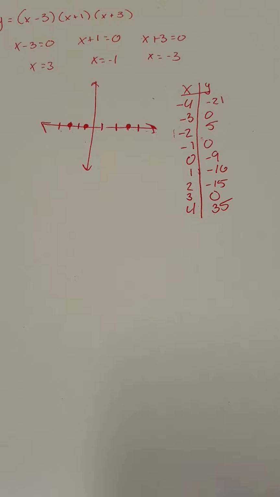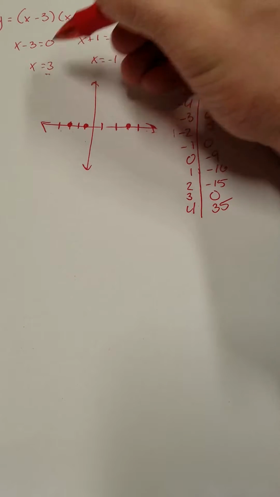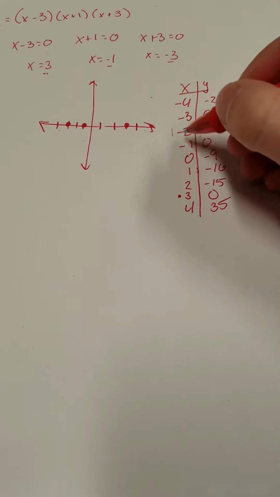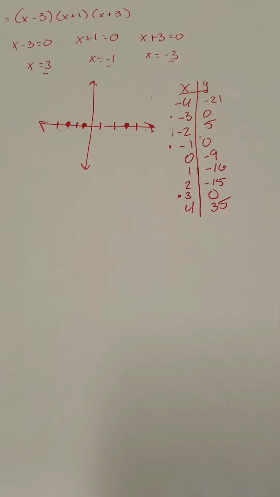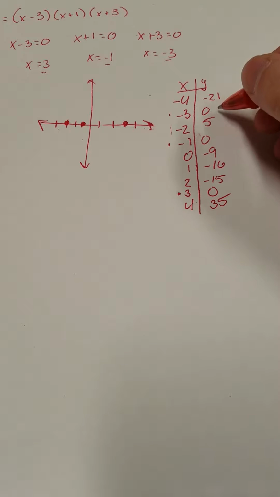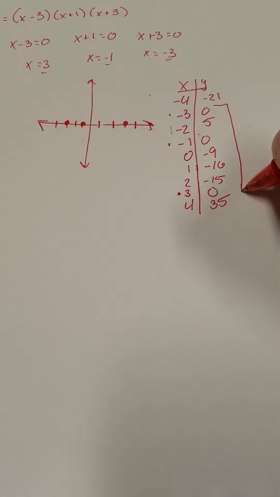Now that we have all our values, all we have to do is graph it. Our solutions were 3, negative 1, and negative 3. When you look at the table, at 3, negative 1, and negative 3, you should notice that they're all 0. That tells us they are x-intercepts. Now, look at the values in the middle. Do not look at the 2 outside points, the negative 21 or the 35. My lowest point is negative 16.